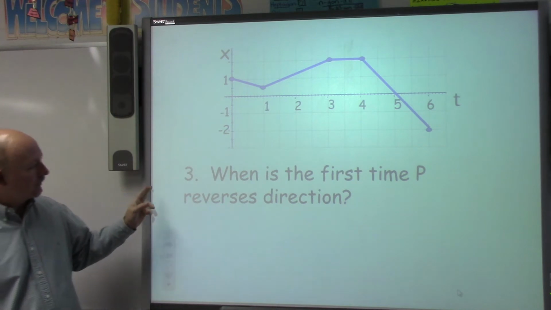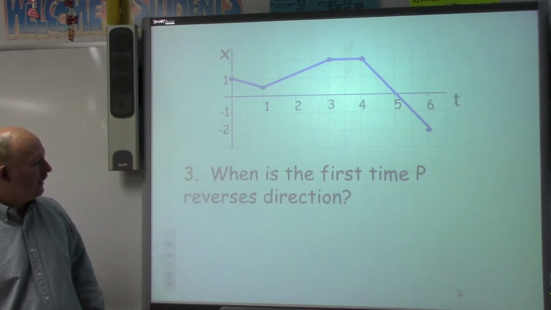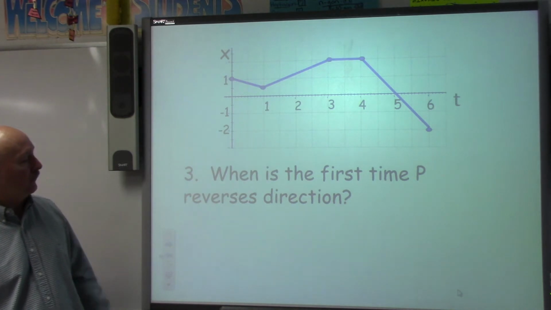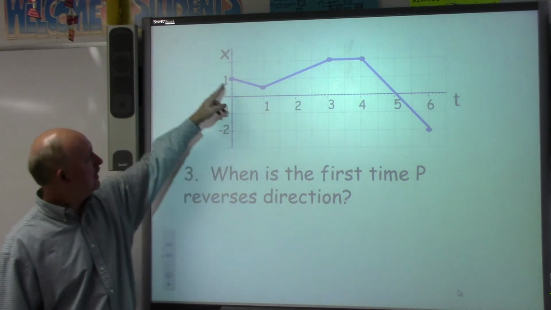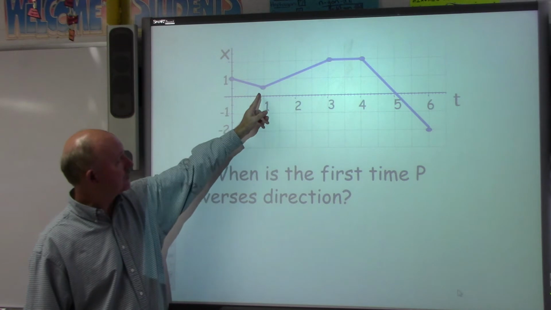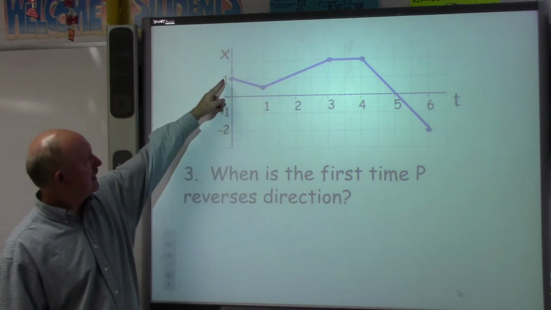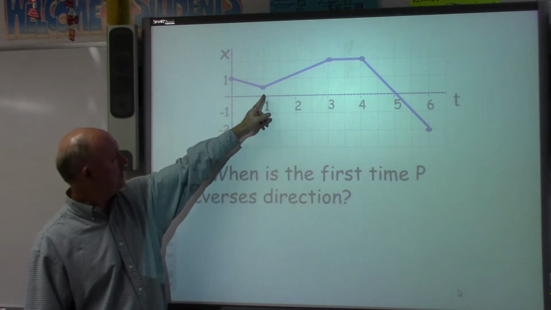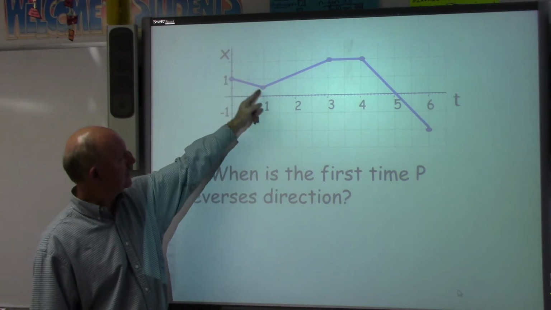Okay, number 3. When is the first time P reverses its direction? Well, that would be at t equals 1. You can see it's moving to the left and then it starts to move to the right again. So you have a negative slope, so it starts off at 1. After 1 unit of time, it's at 1/2, so it's moving to the left.